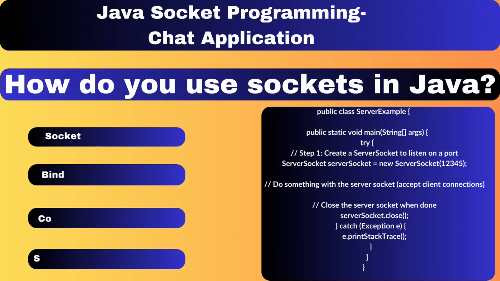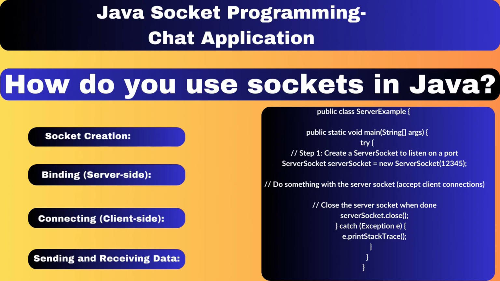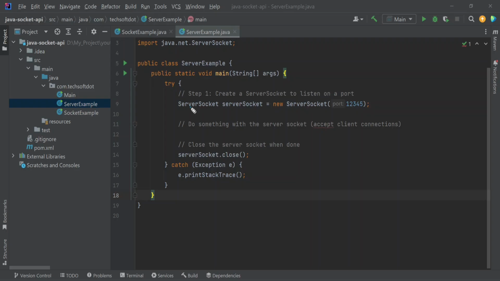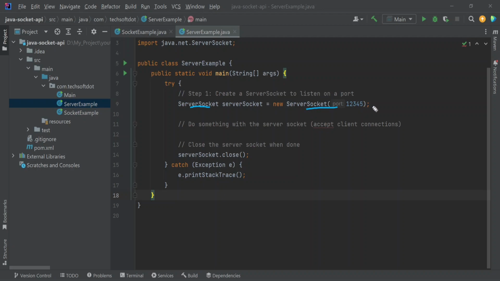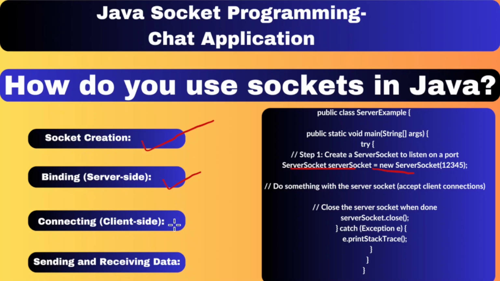So, how do you use sockets in Java? Let's discuss the typical steps involved in socket programming. The process starts with creating a socket. This initializes your communication endpoint, allowing you to send and receive data. Next is binding on the server side. If you are building a server, you need to bind your socket to a specific local address and port. This means specifying where the server will listen for incoming client connections.